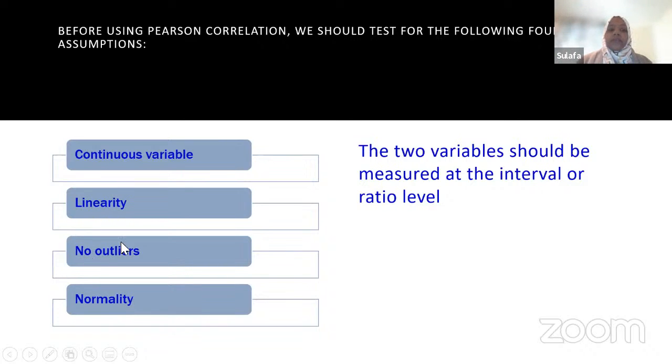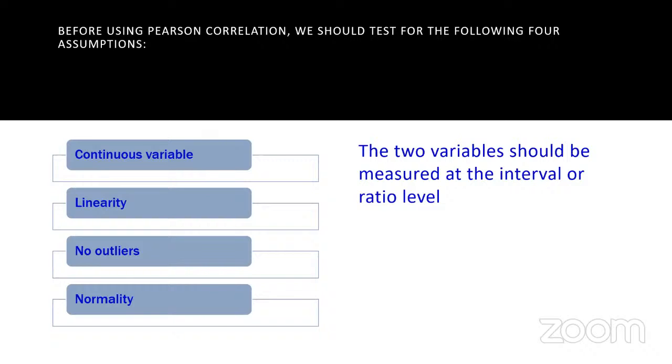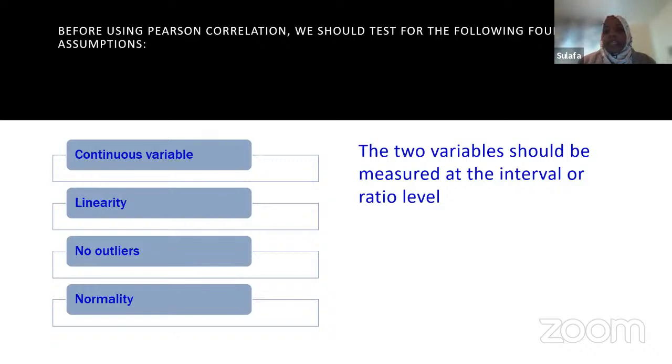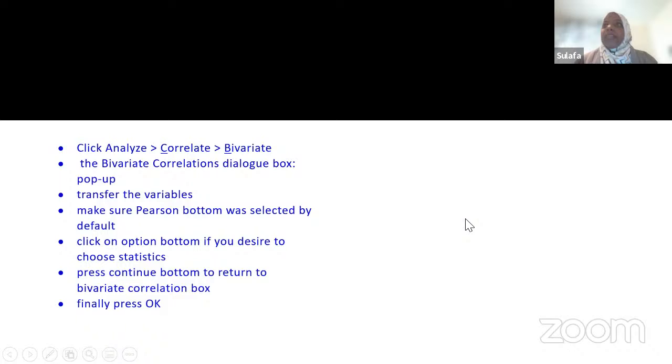Third, no significant outliers. For any data, you can have outliers, for example by error when you enter your data. It's okay, and we can remove them, but there should not be significant outliers in our data. And also, the fourth assumption is normality. Our observations should be normally distributed.